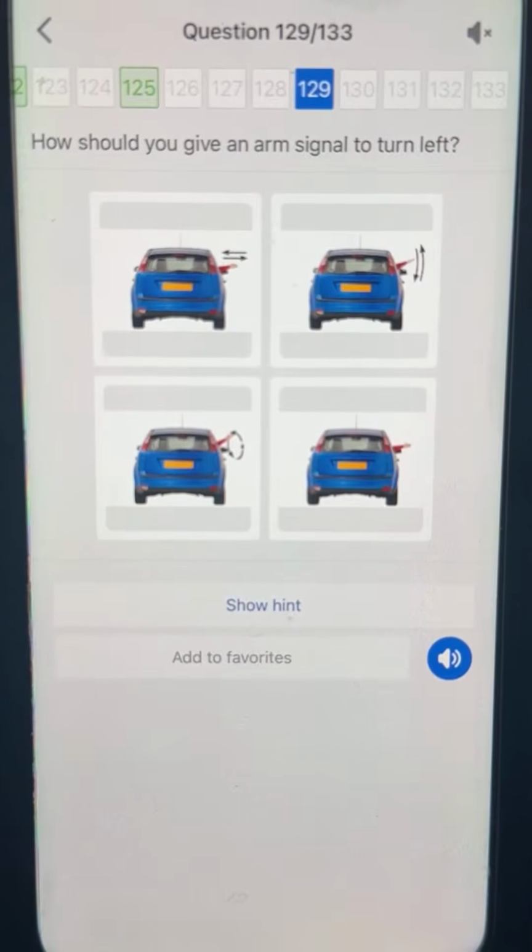What should you do? Now, how should you give an arm signal to turn left? Good. How should you give an arm signal to turn left, guys?